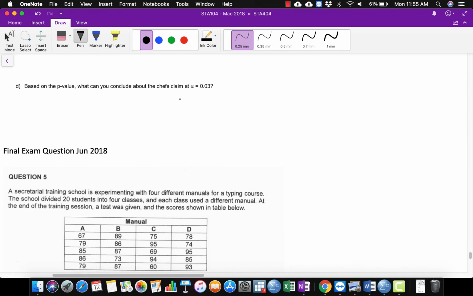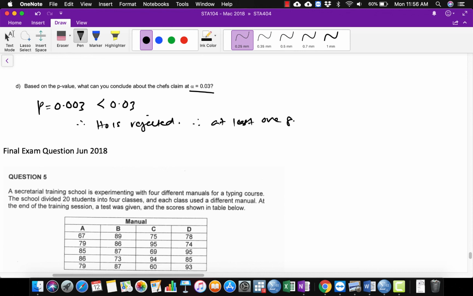Based on the p-value, what can you conclude from the Chef's claim? At alpha 0.03, the p-value is 0.003, which is less than 0.03. So we can conclude that H null is rejected, right? So at least one group is different, right?